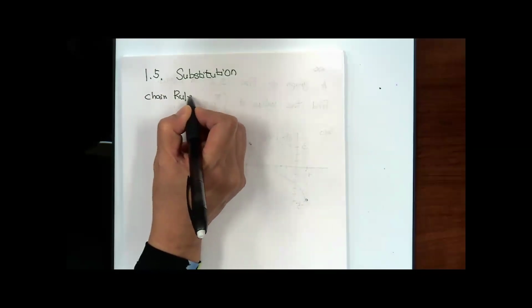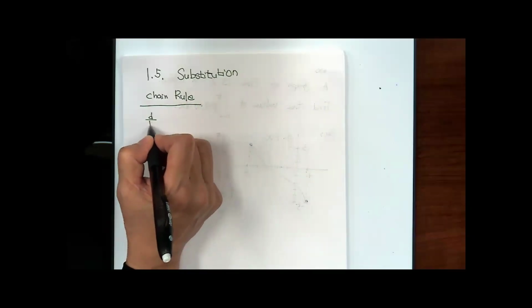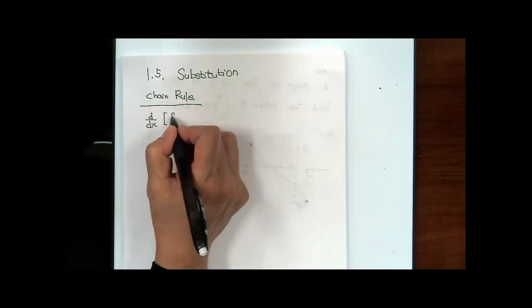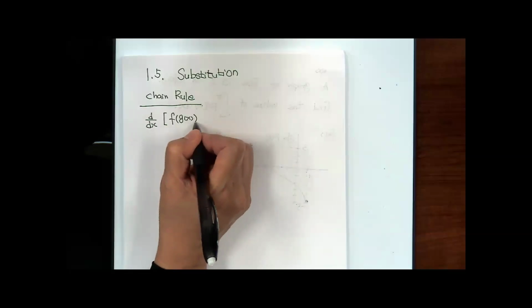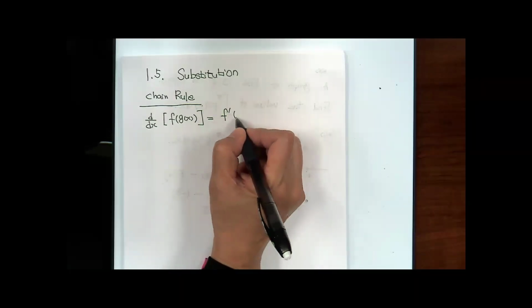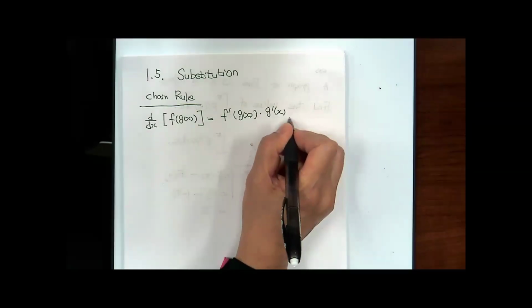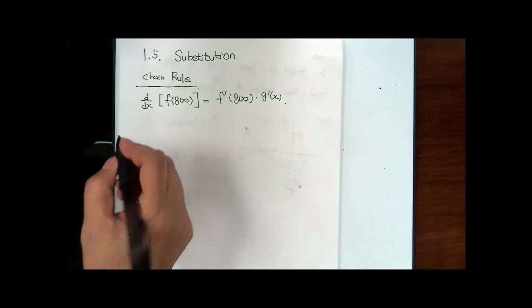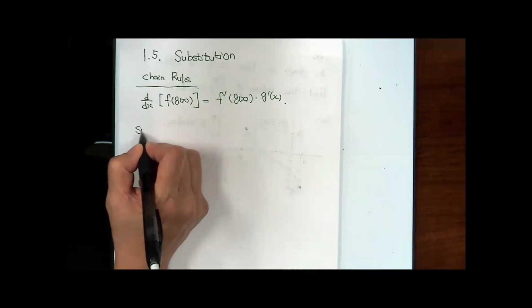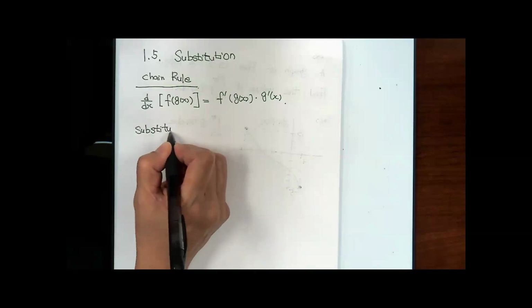Chain rule in calculus 1 was applied to the composite function f of g of x. Then the rule says that the derivative is the outer function's derivative times the inner function's derivative. That is the chain rule in derivative. What you learned was that the reversing operation is the substitution rule.